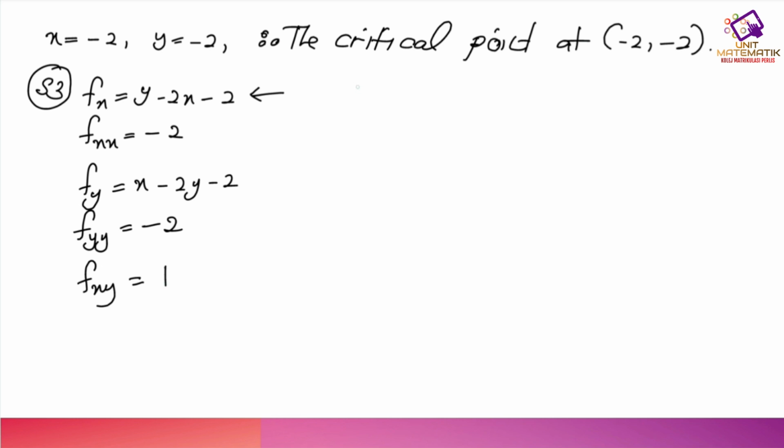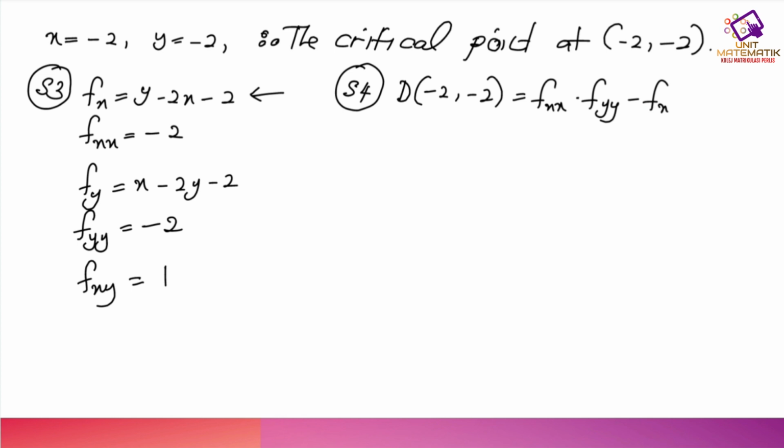Therefore, step number 4, find the value of D. D at the point (-2, -2) is f sub xx times f sub yy minus f sub xy squared, equal to (-2)(-2) minus 1 squared, equal to 3.